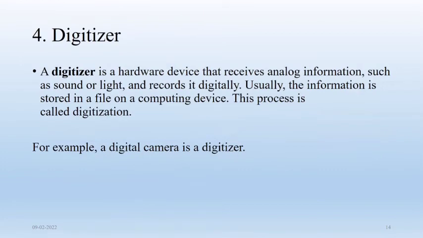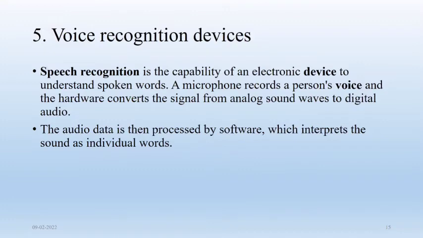The next input device is the digitizer, which is a hardware device that receives analog information such as sound or light and records it digitally. Usually the information is stored in a file on a computing device, and this process is called digitization. Examples are a digital camera and a voice recognition device, an electronic device which can understand your spoken words and convert them to text.